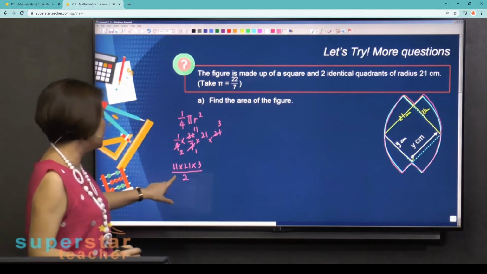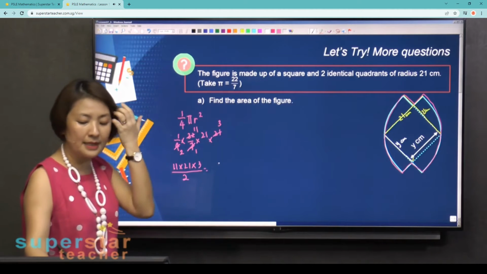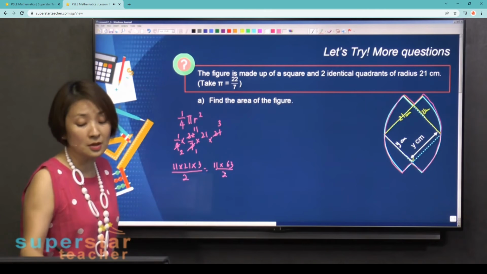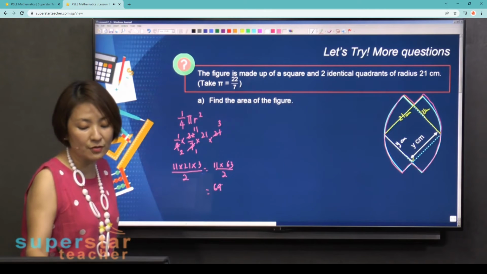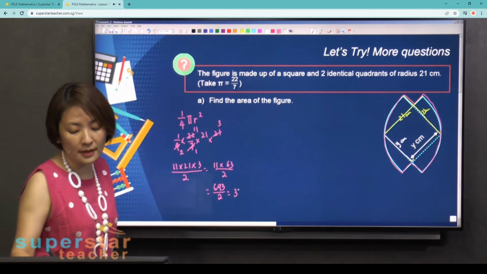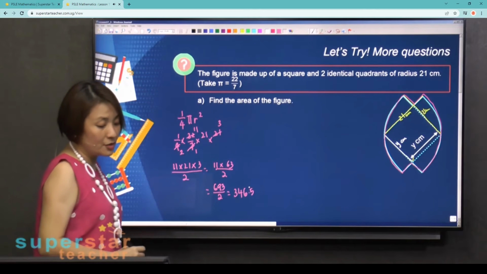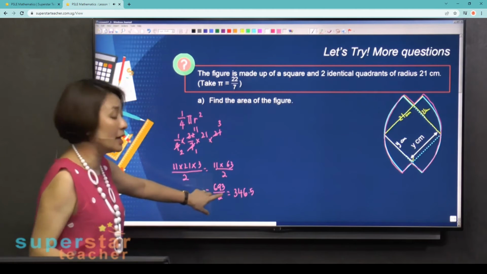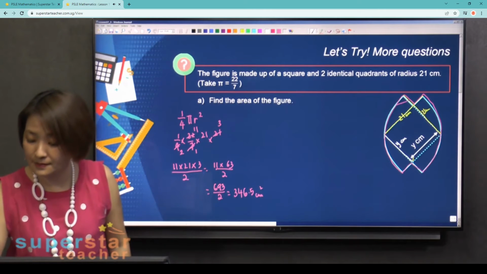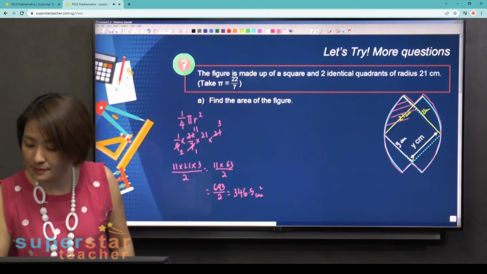Okay, so here I can do 11 times 63 over 2, which is 693 over 2, right? That will be 346.5. Okay, 346.5 square centimeters. That's for one of the quadrants. That's for this part here. You see that?